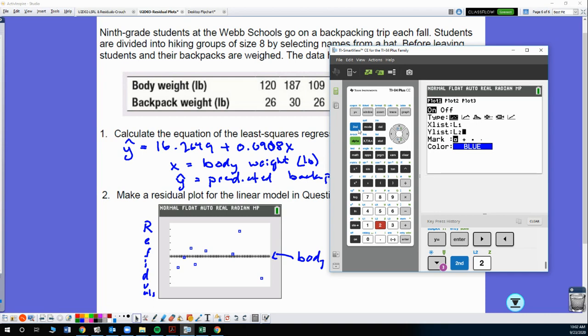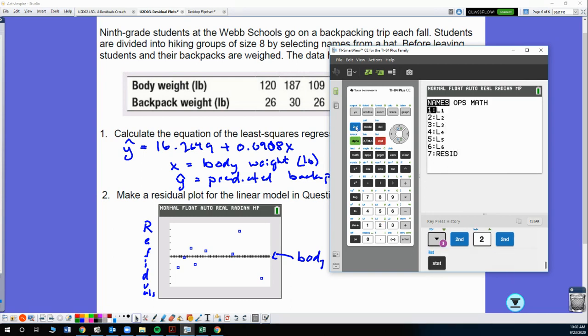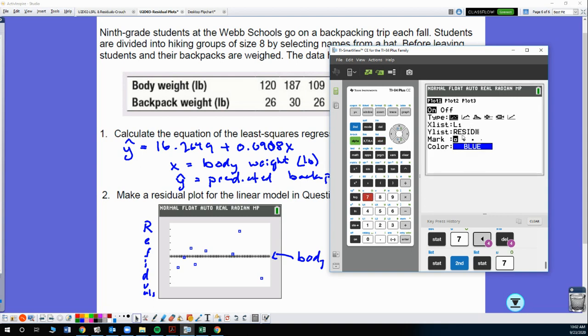So what we do is we press second stat. So I did that again. So second stat. And then number 7 says resid. So I'm just going to click 7. That changes. Oh, we've got to get rid of the L2. Let me delete that. Okay, let's do that one more time just to make sure we're good. So second stat, number 7. Now we've got our residuals in.